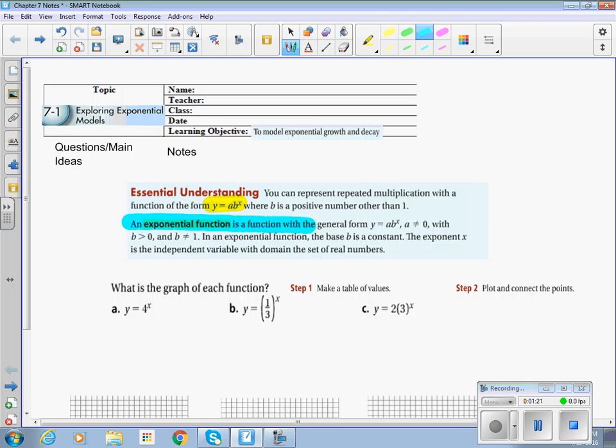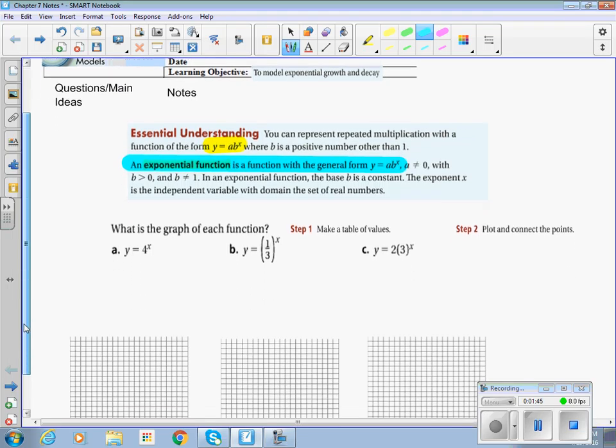is a function with the general form y equals a b to the x, with b greater than 0, b not equaling 1. In an exponential function, the base b is a constant. The exponent x is the independent variable with the domain, the set of all real numbers. All right, so the first thing we're going to look at is the graph of an exponential function.